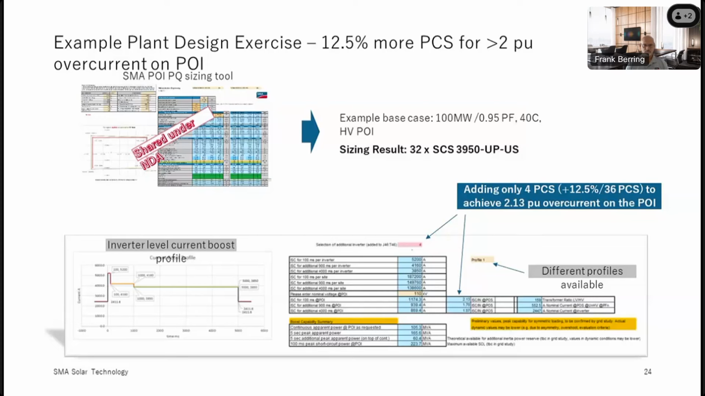The total, the one unit needs to provide less current in total to achieve the base case, 100 megawatt, right? But by simply lowering a little bit, it allows us to have headroom in our power stacks to enable our current boost and to provide that 2.13 per unit overcurrent on the POI. So this is a practical example of how we do sizing exercises and tailor these settings according to each project requirement. So there are differences, of course, but that is some major advantage we see for these projects by only adding 12.5%. You have over 2 per unit overcurrent on the POI. So that's all from my side.